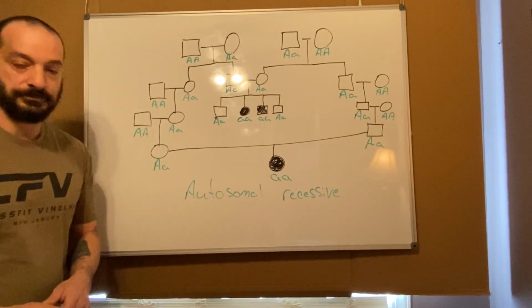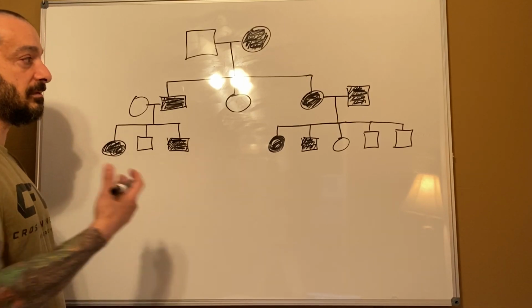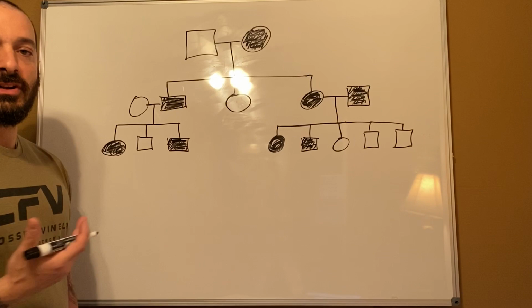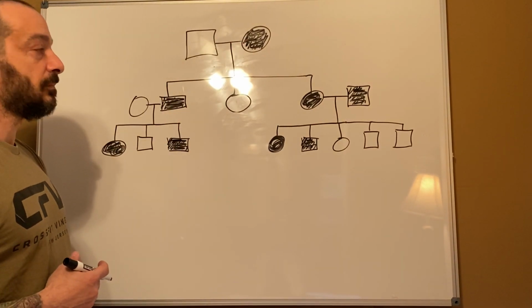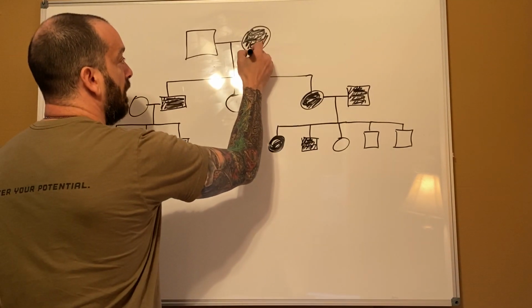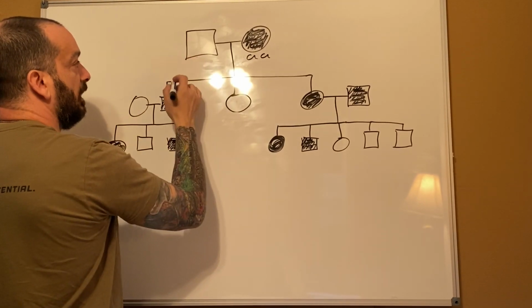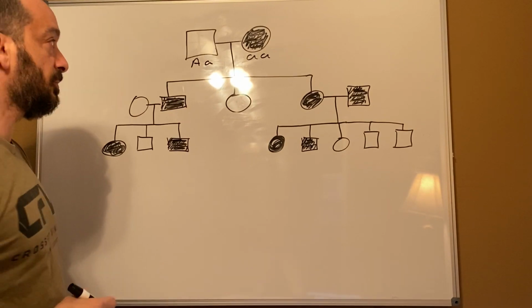All right, guys, here's the second one. I'm going to take a look at this, and I'm going to say to myself, let me just try it out and say that this person has both recessive traits. So we'll say this is recessive, and this person we'll say is dominant recessive. Let's see if this works out.